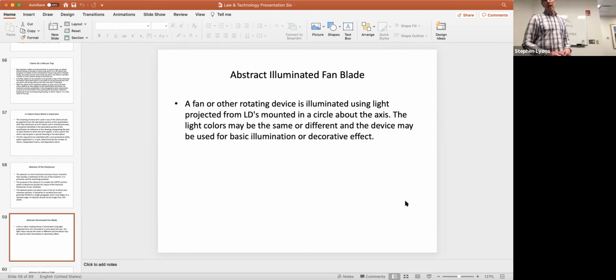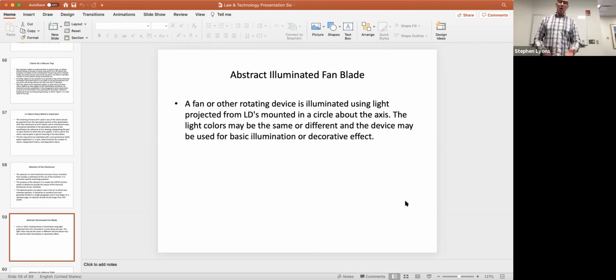And here's the abstract from the application. Again, the idea is to describe or point out what about the invention is new. So this one says a fan or other rotating device is illuminated using light projected from LEDs mounted in a circle about the axis. The light colors may be the same or different, and the device may be used for basic illumination or decorative effect.